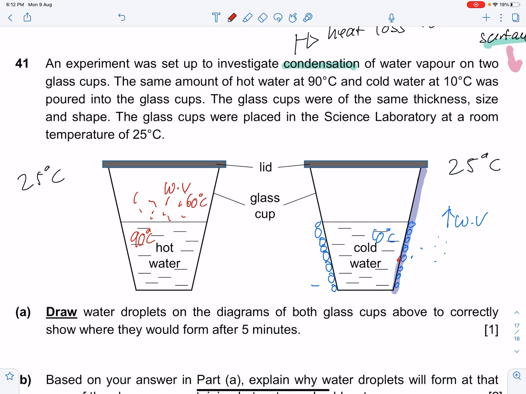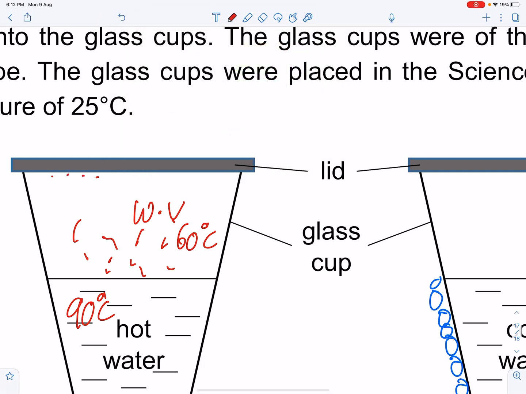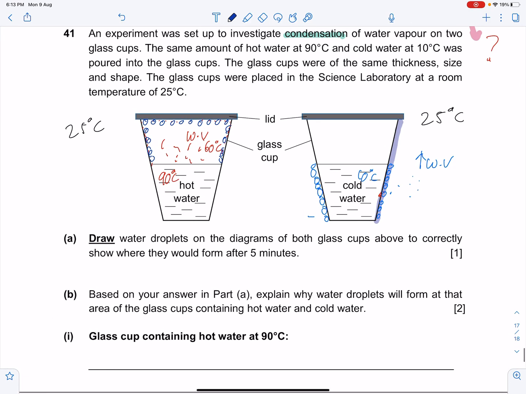Now your lid is actually much cooler than 60 degrees. So therefore, what happens is that the hot water vapor will touch the surrounding surfaces, lose heat, and then condense on the surfaces. Okay, so this is how it will look like. B.